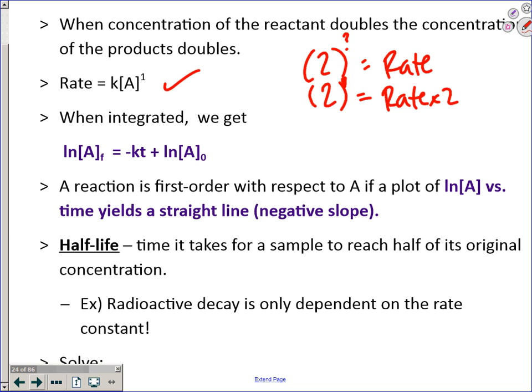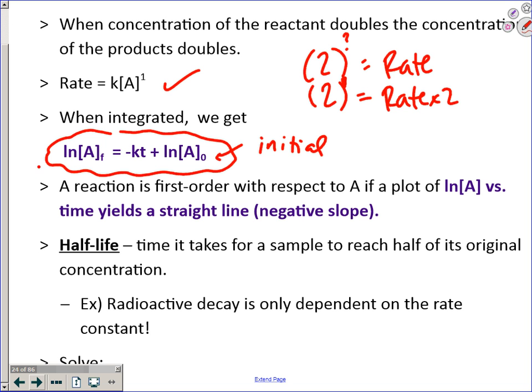So now you can see t. Notice that t is capital or lowercase? Lowercase. That's how you differentiate between temperature, which is capital T, and time, which is lowercase t. So this is it: natural log of concentration of reactant final is equal to negative kt, so time, plus the natural log of A initial. So 0 means initial, and f means final. We are still looking over the course of time at how concentration is changing, except we're modifying how we write the rate law to create a linear relationship.